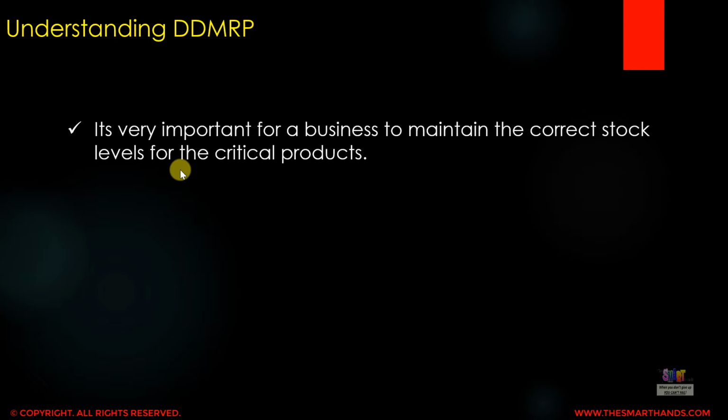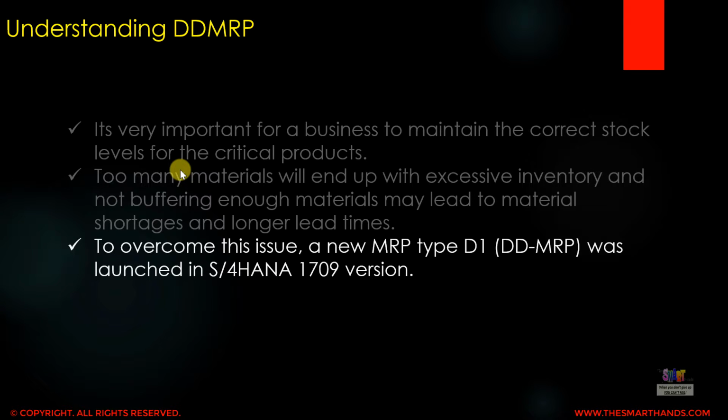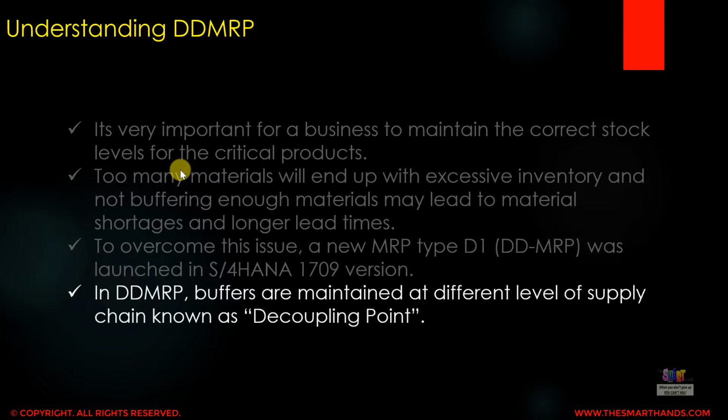It is very important for a business to maintain the correct stock levels for critical products. Too much material ends up as excessive inventory, and not buffering enough material may lead to material shortages and longer lead times. To overcome this issue, a new MRP type D1 was launched in the S4 HANA 1709 version. In DDMRP, buffers are maintained at different levels of the supply chain, known as decoupling points.